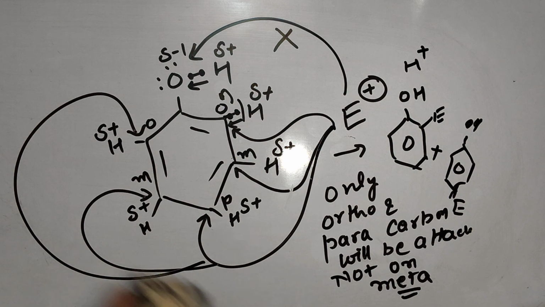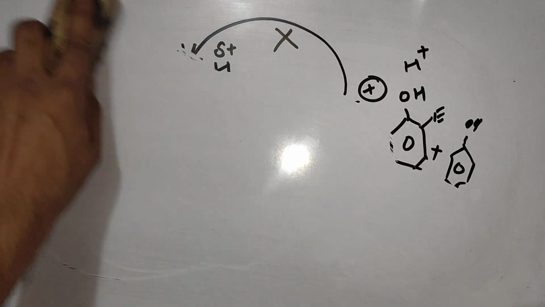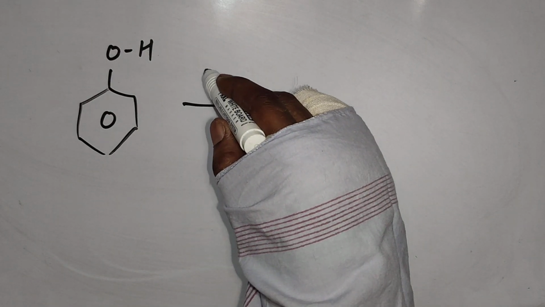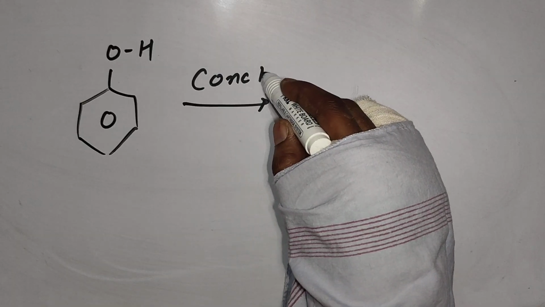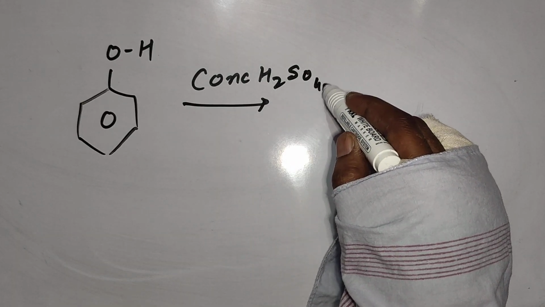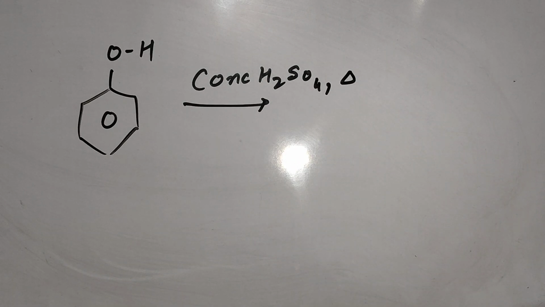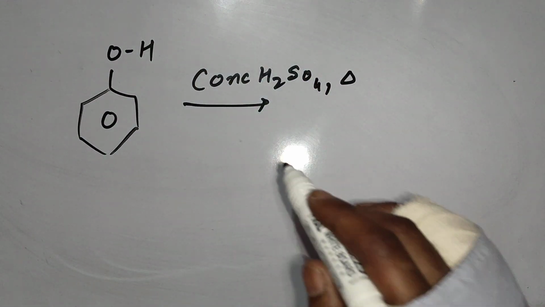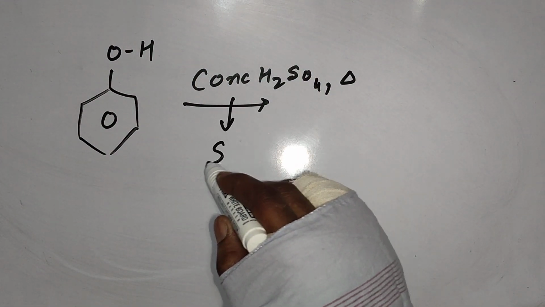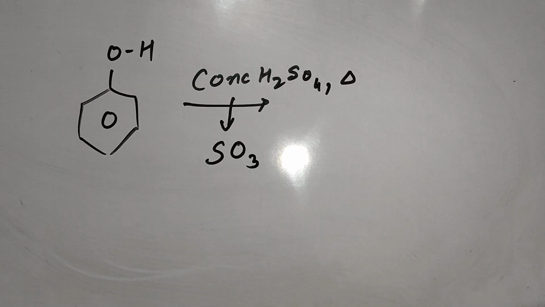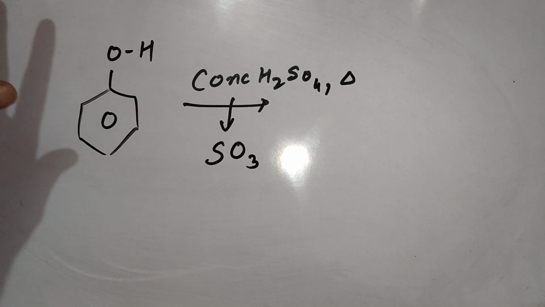For example, like I am going to react phenol with concentrated H2SO4 and heat. In this condition, let me tell you, this reagent will provide you which electrophile? Sulfur trioxide gas, SO3. We will discuss all these reactions separately, but as an example here I am telling you.